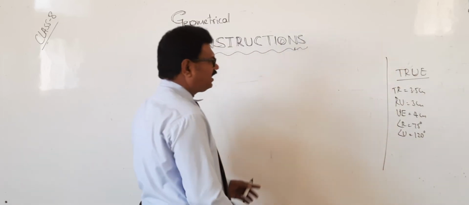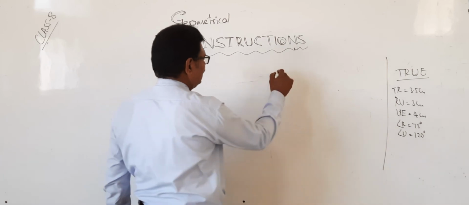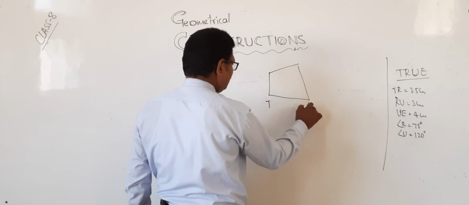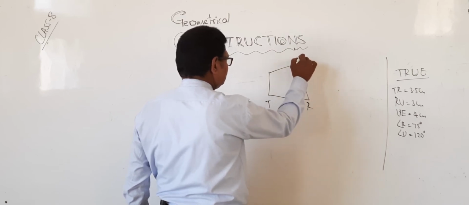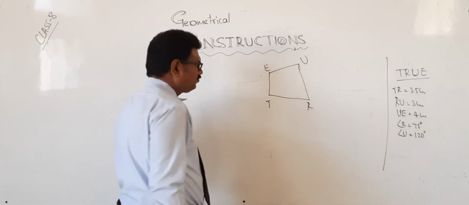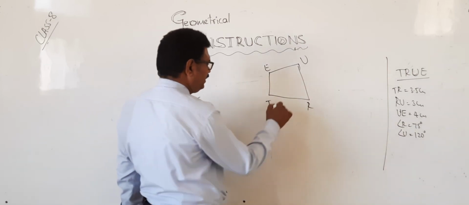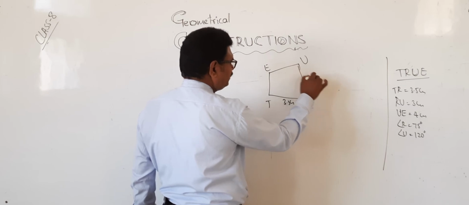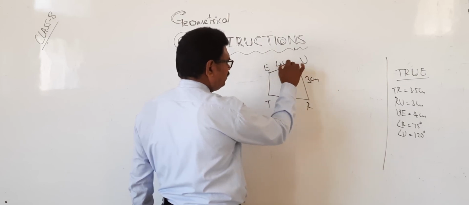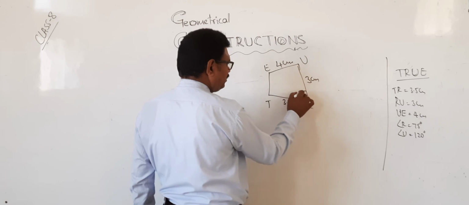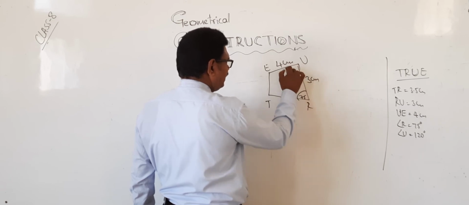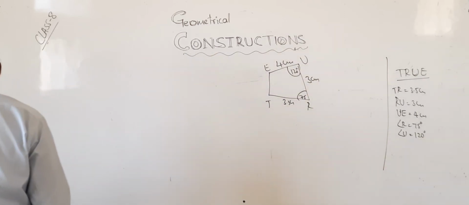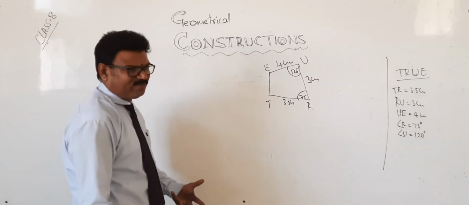Yes, one more quadrilateral, it is true. Again, a rough diagram. The rough diagram will give the exact figure. TRUE: TR is 3.5, RU is 3, UE is 4, angle R is 75, angle U is 120. Over. So again, the same problem.